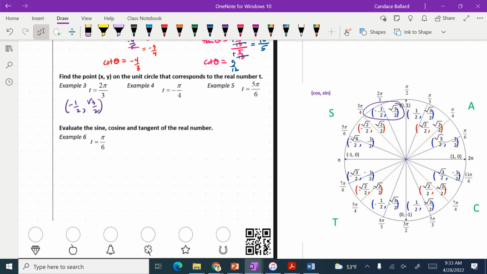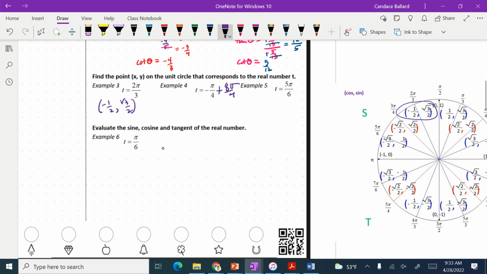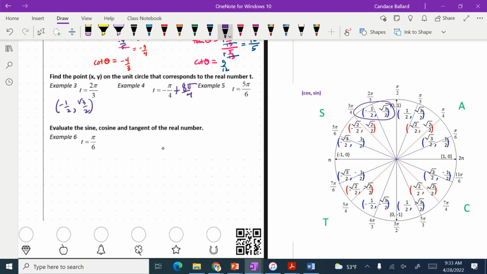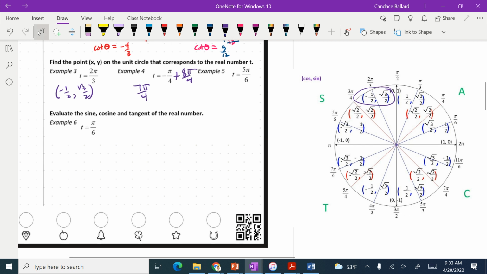What does 2 pi look like in over 4 world? 8 pi over 4. Good. So what is negative pi over 4 plus 8 pi over 4? Good. What quadrant is 7 pi over 4 in? Okay, I'm seeing fourth quadrant. So all I would write down for that coordinate is square root of 2 over 2, negative square root of 2 over 2.